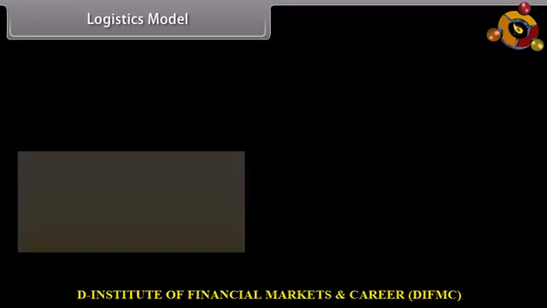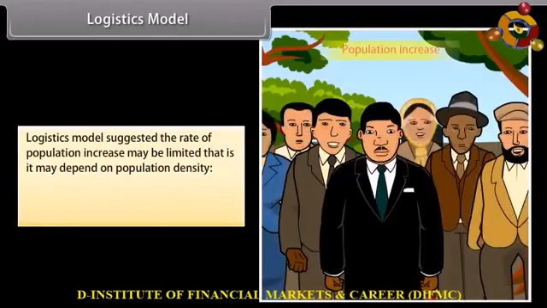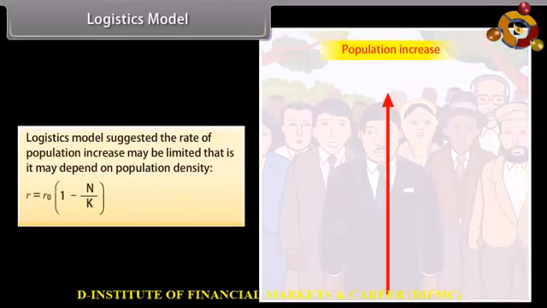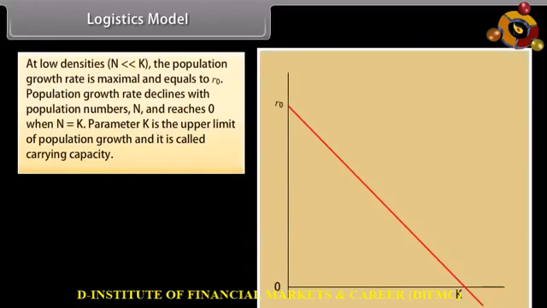Logistic model. The logistic model suggests the rate of population increase may be limited, that is, it may depend on population density. r equals r0 into 1 minus n by k. At low densities, that is, n is much less than k, the population growth rate is maximum and equals r0. Population growth rate declines with population numbers, n, and reaches 0 when n equals k. Parameter k is the upper limit of population growth and it is called carrying capacity.